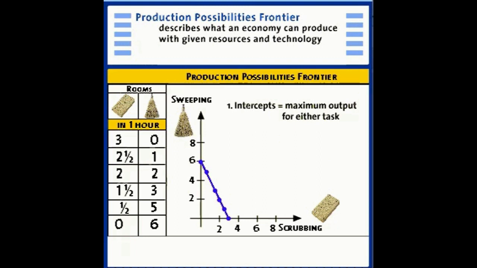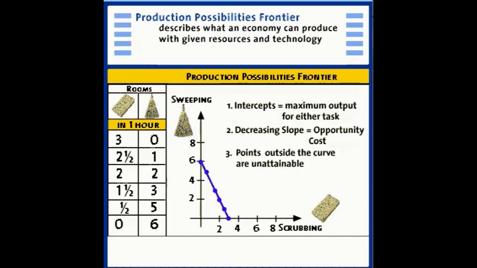There are points outside the production possibility frontier representing Bernie's limitations. He only has an hour, so he couldn't, say, sweep 6 rooms and scrub 6 rooms. That would take too much time. There are also points inside the frontier if Bernie were using his time inefficiently. So the intercepts tell us about the maximum amount of sweeping or scrubbing that Bernie could possibly get from an hour's worth of time. What about the slope of the line? What does that tell us?